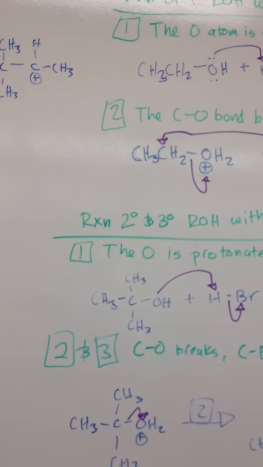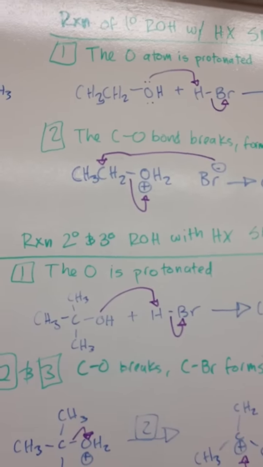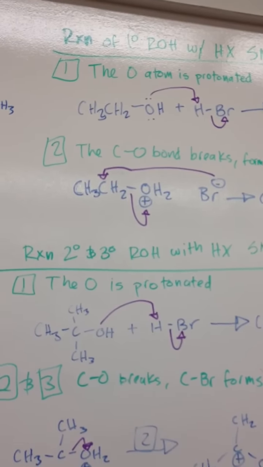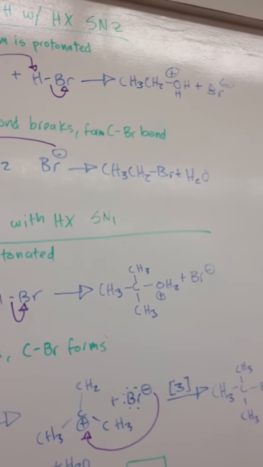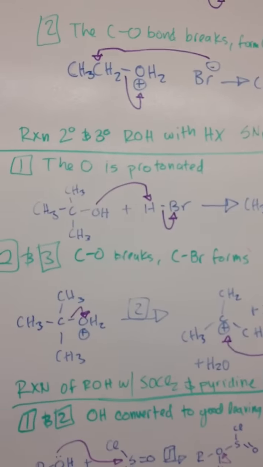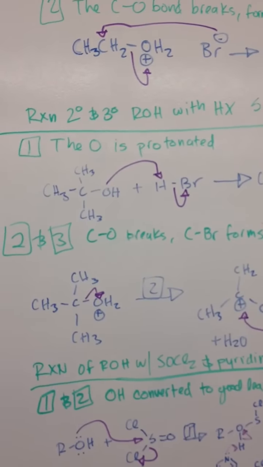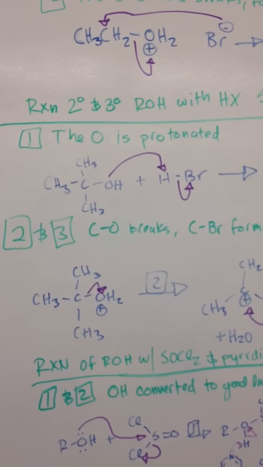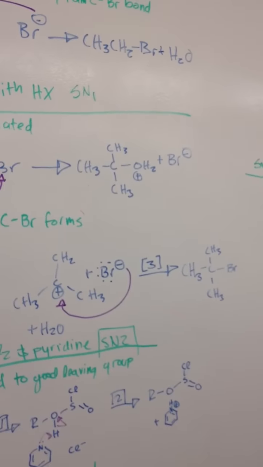And then you're going to bring the bromide back in, and it's going to do a backside attack of the carbon, giving it a substitution reaction. Then it's going to release water, which is a good leaving group, and you're left with CH3CH2Br and H2O. Now let's do the same reaction, but this time we're going to use a second and third degree alcohol. Again, the first step, the oxygen is protonated, and the hydrogen is donated from HBr, and Br becomes Br minus, and you're left again with a good leaving group and Br minus.